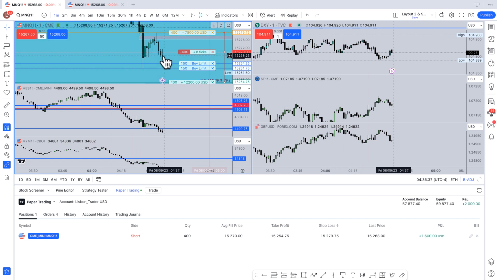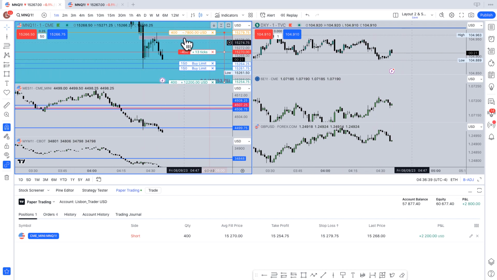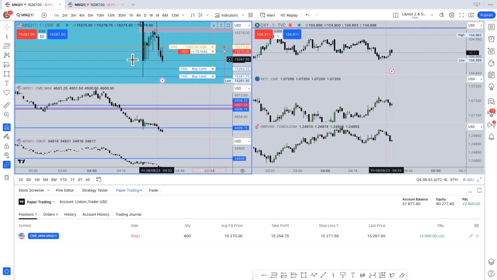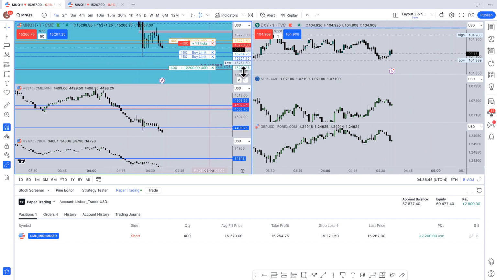Another tranche more. So now let's see. So we have 1,200 risk for bagging 12,000. So it's 10 to 1. We take some profits here and here and then let it ride. Now stop to break even. So I don't care about this trade anymore.